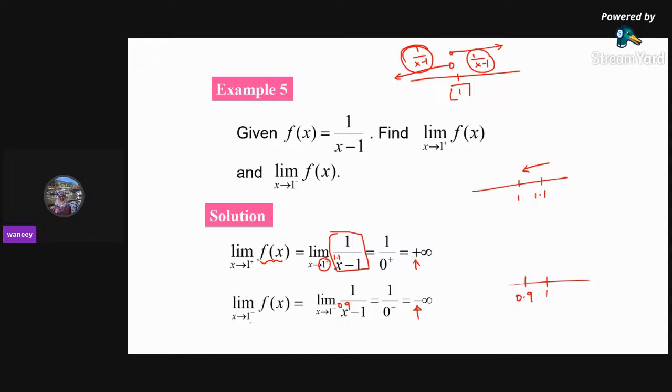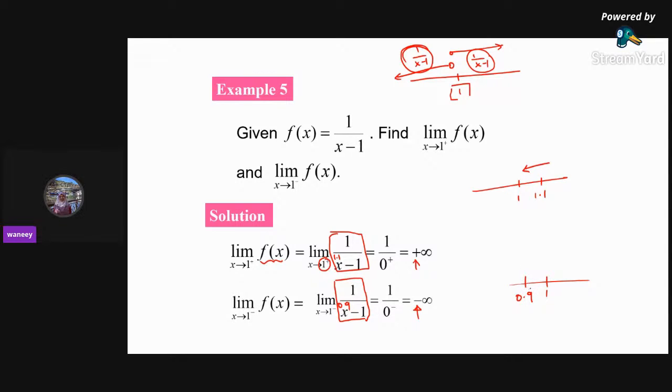Limit for x approaching 1 on the left hand side. So based on our number line, on the left hand side, the function is 1 over x minus 1. So that is why I replace f(x) with 1 over x minus 1. Substitute x with 1, 1 over 1 minus 1, so 1 over 0. This is definitely infinity. So to decide whether it is positive or negative infinity, I substitute a certain value first, other than 1 of course.